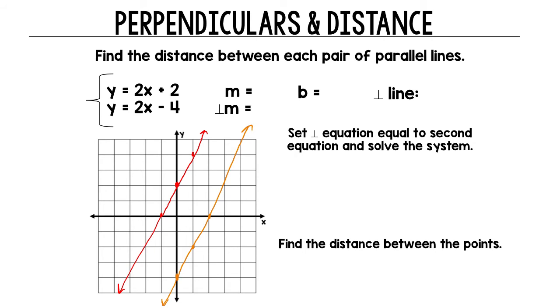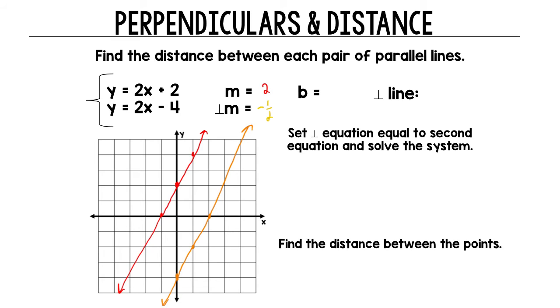So the slope of both of these lines is 2. The perpendicular slope is the negative reciprocal. So opposite sign: we start with positive 2, now it's going to be negative. The reciprocal of 2 is 1/2. So the slope of our perpendicular line is going to be -1/2.